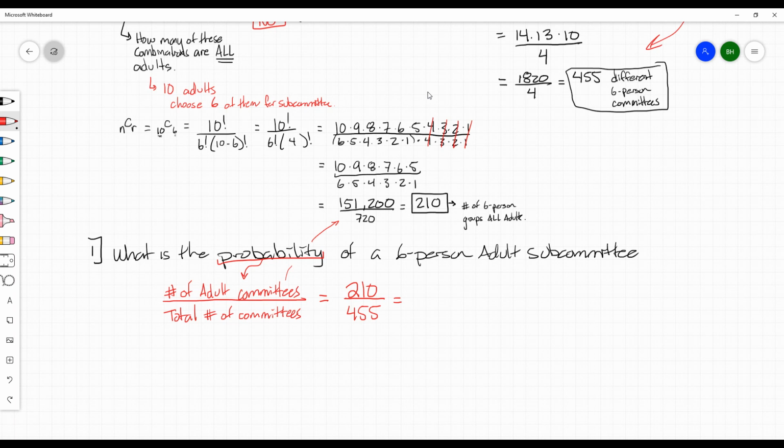So this whole thing gives us the probability of a 6-person adult subcommittee. Then the probability becomes a little easier to look at, because we get 210 divided by 455 equals 0.46. Or in other words, you can change this to a 46% chance of actually getting an all-adult subcommittee.